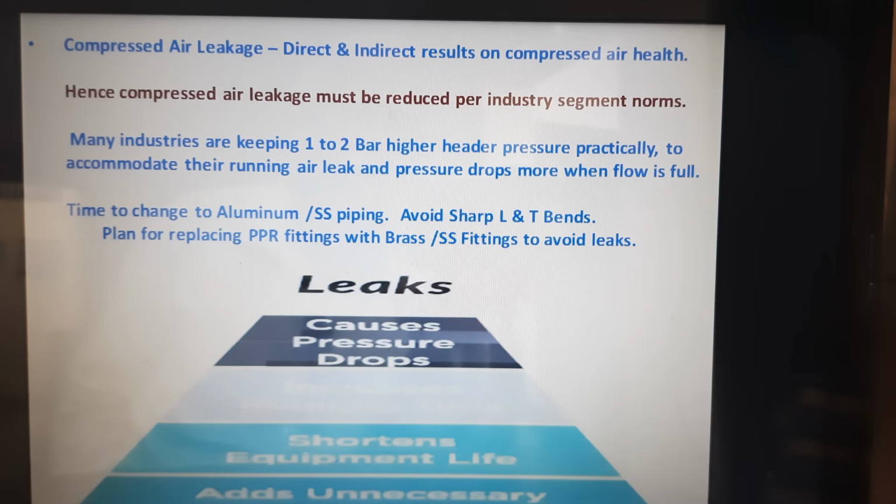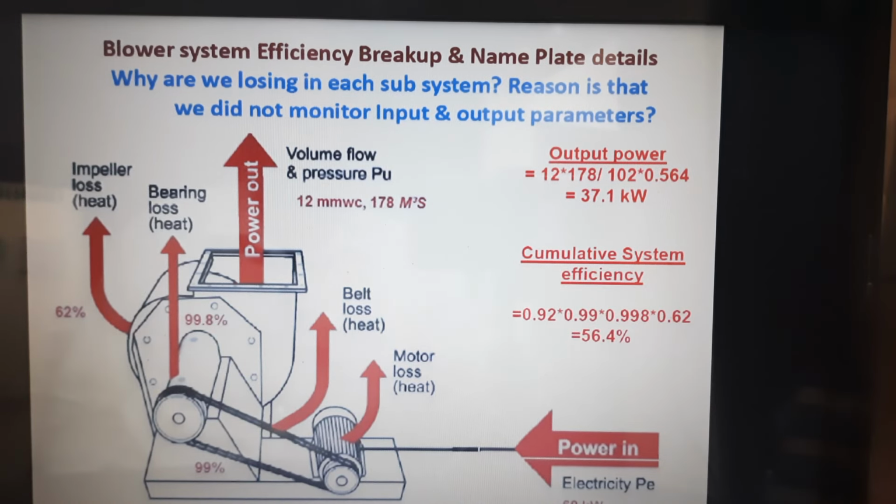But at least in the compressor house, let us try to avoid all the sharp L and T bends and make it long, conjoining bends, 45 degrees conjoining bends. So plan to replace all the PPR fittings with brass and SS fittings to avoid the leaks, and leaks will be brought to the minimum possible.